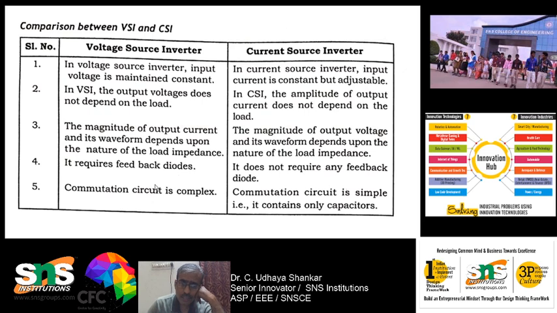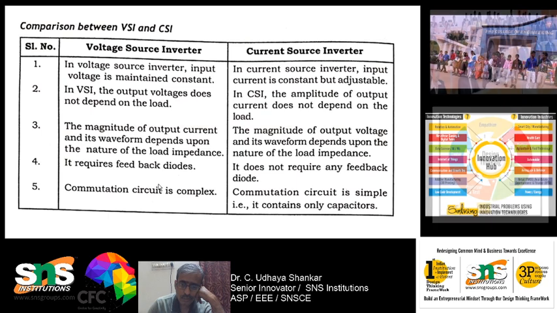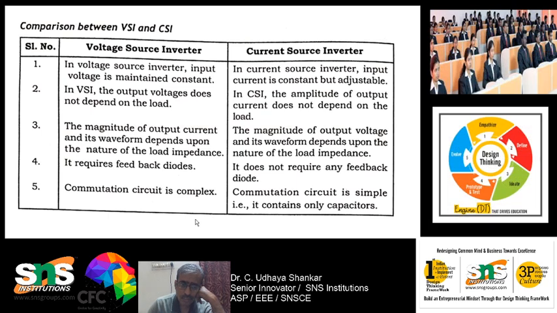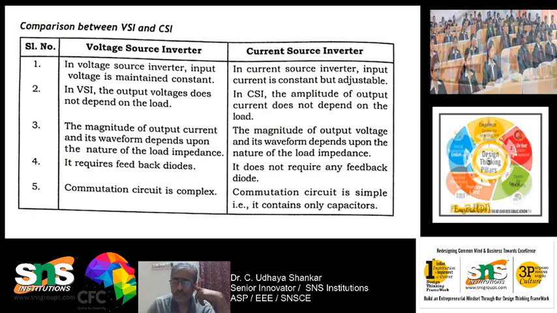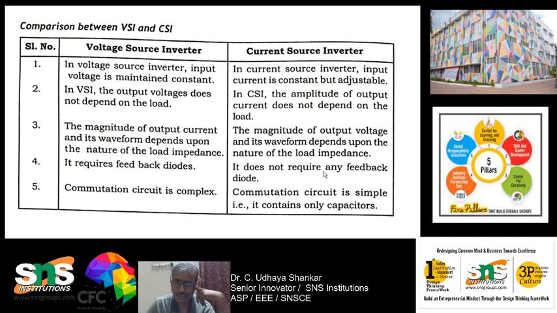In case of VSI, feedback diodes are needed, whereas in case of current source inverter, no feedback diode is required, but some diodes in series are needed. Similarly, the commutation circuit is quite complex in case of the voltage source inverter, whereas in case of current source inverter, the commutation circuit is very simple and contains only the capacitor.